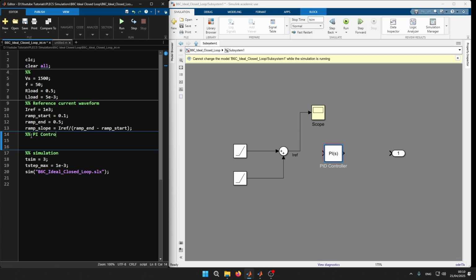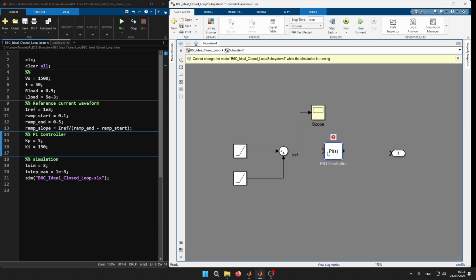Okay. So here I would say PI controller, KP, I would take 5, KI, I would say 150. Don't ask me how to calculate these values yet. We can discuss them later, but for this moment, let's take them as trial and error. We'll adjust them in future as needed. There's a PI controller specified here.